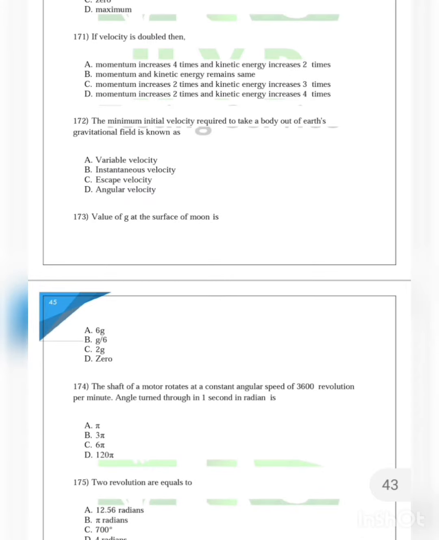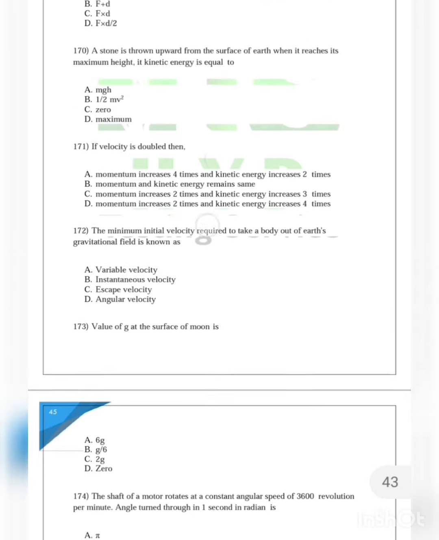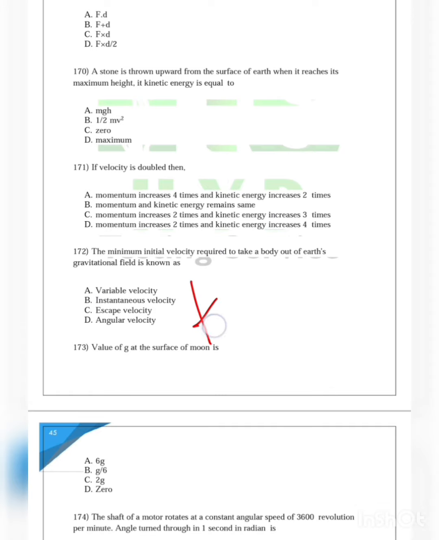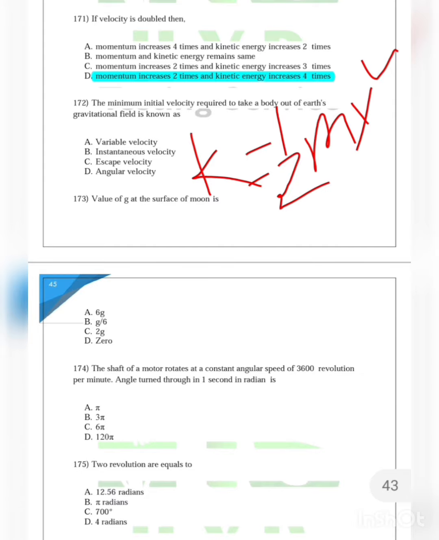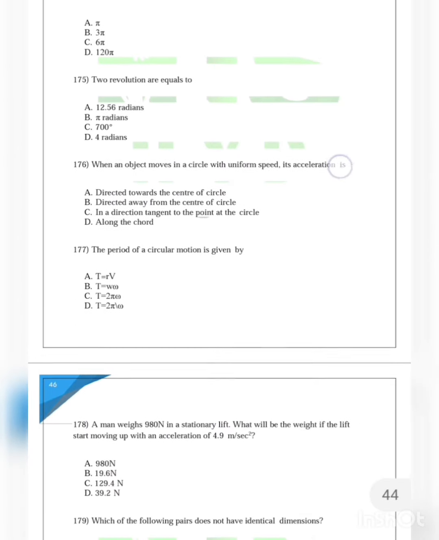Okay, if velocity is doubled, and K is equal to kinetic energy, half m v square. So velocity is double, so 2 to the power 2 is 4. So kinetic energy increases by 4 times, so I guess this is the only option left. Momentum increases 2 times, kinetic energy increases 4 times, velocity is doubled.